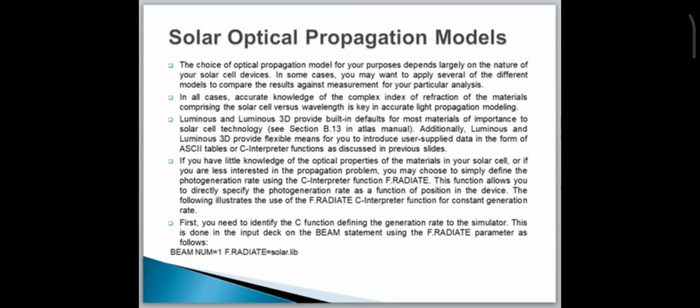If you have little knowledge of the optical properties of the materials in your solar cell, or if you are less interested in the propagation problem, you may choose to simply define the photo generation rate using the C interpreter function F.RADIATE. This function allows you to directly specify the photo generation rate as a function of position in the device. The following illustrates the use of the F.RADIATE C interpreter function for a constant generation rate.